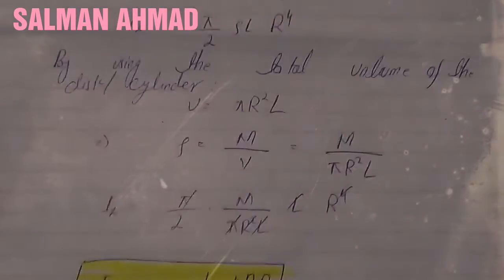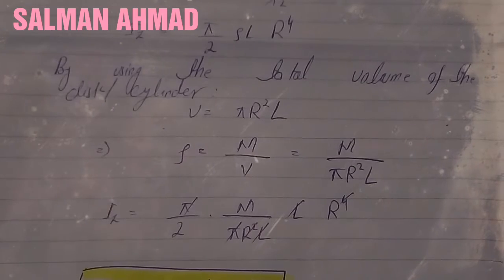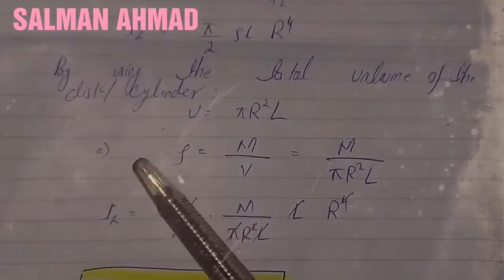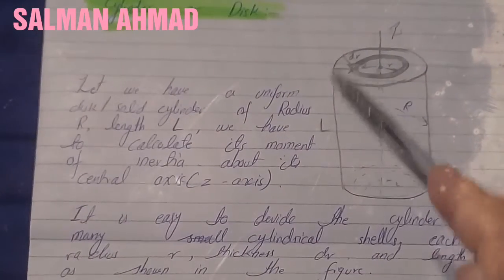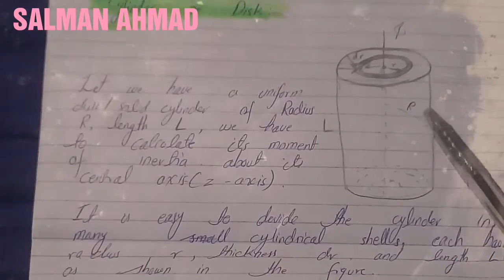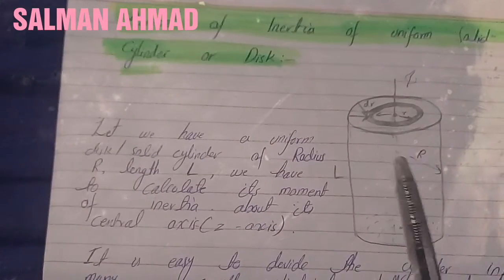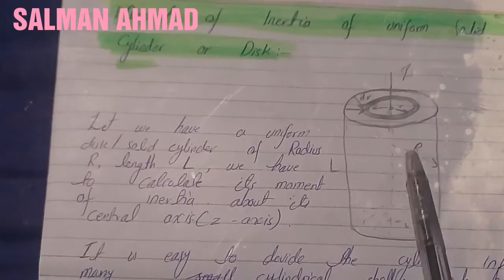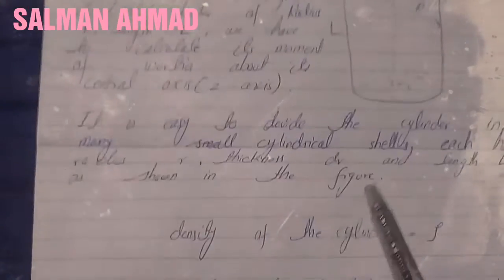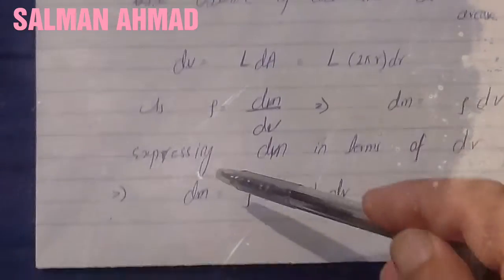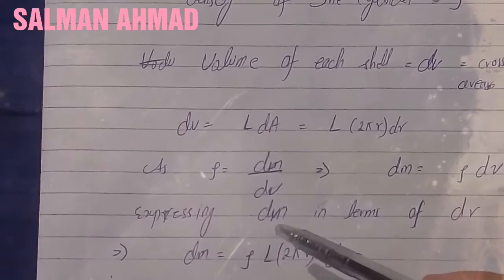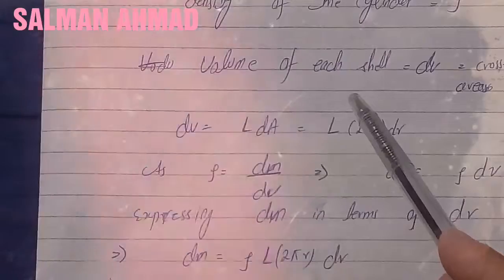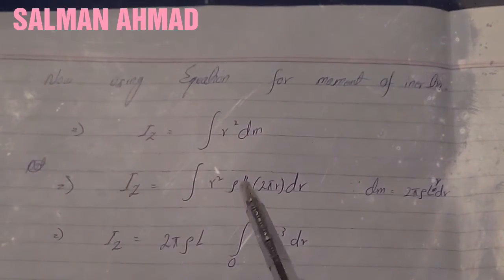So students, this was the moment of inertia of the disk, in which we discussed the solid cylinder or the disc which has length capital L and radius capital R. First we divided this solid cylinder into many small shells, and we found its density and its mass dm, which was dm is equal to rho into L 2 pi r dr, and that was the mass of that shell, and from that mass we found the moment of inertia.